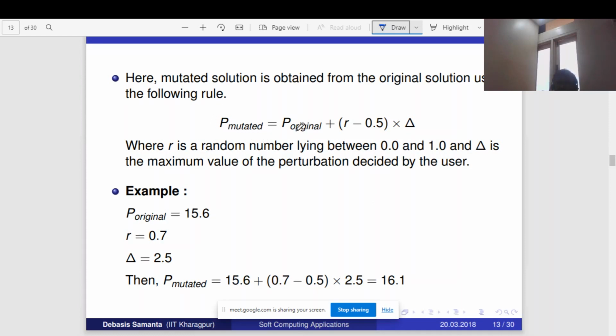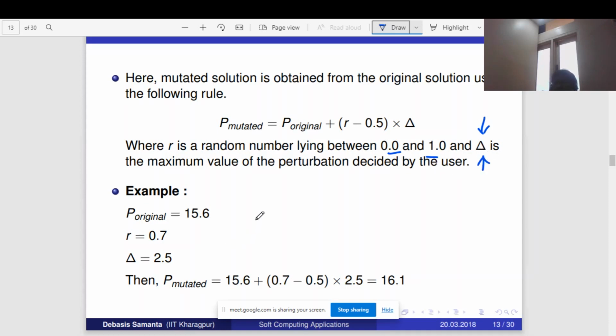P mutated is equal to P original plus (R minus 0.5) into delta, where R is a random number between 0.0 and 1.0, and delta is a value which the user has to choose. Again, it depends on the experience and knowledge of the user. So what is this delta? The delta represents the upper bound. That means the value will not go beyond that.